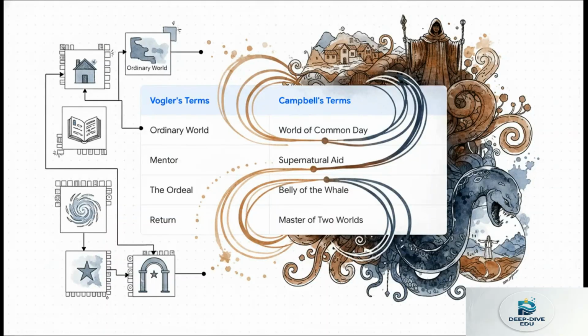It's really cool to see how Campbell's mythic, sometimes super poetic roots translate directly into Vogler's accessible framework. Where Campbell said world of common day, Vogler just gives us the ordinary world. Campbell's super dramatic belly of the whale becomes the much more actionable, the ordeal. It's exactly the same storytelling DNA, just evolved into a standardized language that a modern storyteller can actually use in a Tuesday morning script meeting.